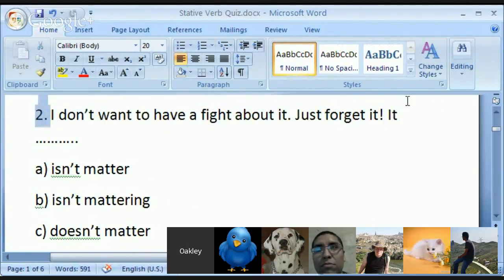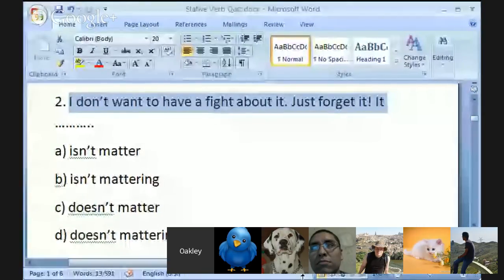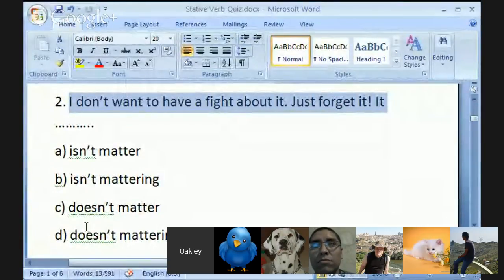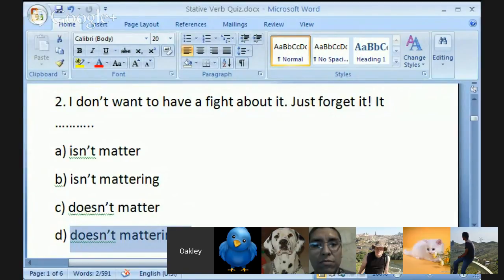Okay, go ahead and read the sentences. I don't want to have a fight about it. Just forget it. It doesn't matter. It doesn't matter. See again. It doesn't matter. Yeah, it's very strange. Of course, it doesn't mattering is immediately.